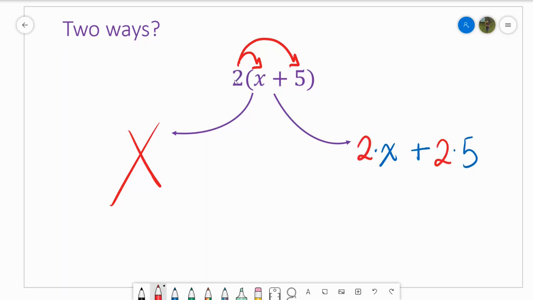All right, so we distributed our 2 to both of our terms. 2 goes to the x, 2 times x, bring down the plus sign, and then 2 goes to the 5, 2 times 5. And now we can simplify this. Instead of writing 2 times x, it's better to just write 2x. And then we know that 2 times 5 is 10. Now, can I add 2x plus 10? No, because they are not like terms. So that's as far as I can go this time.